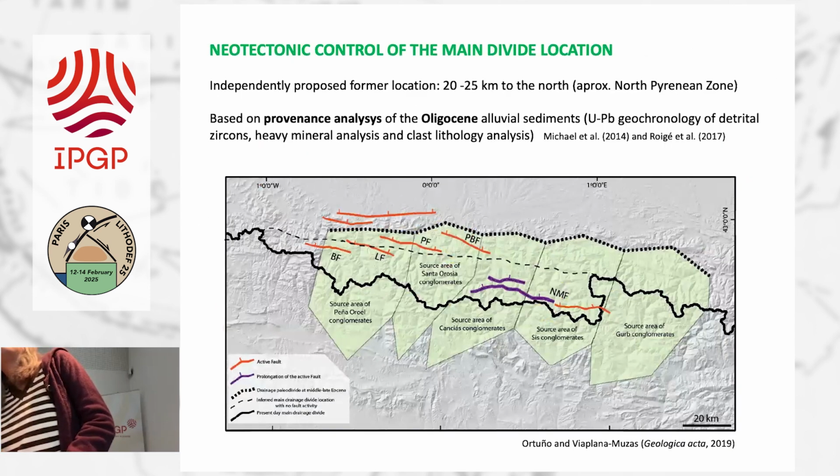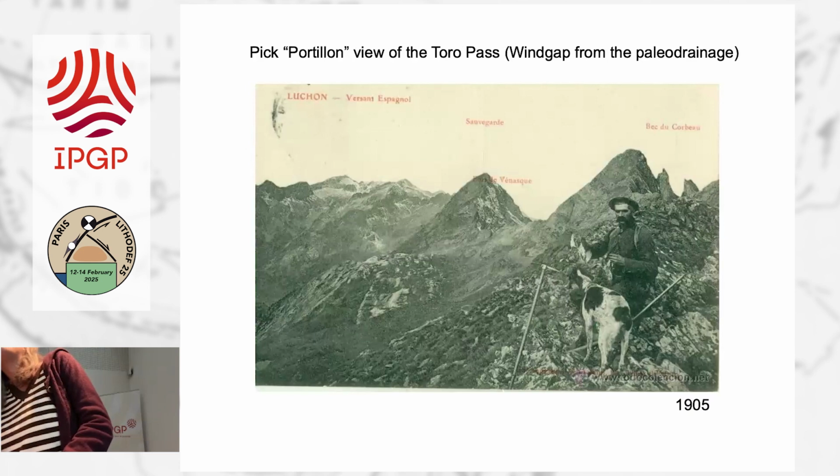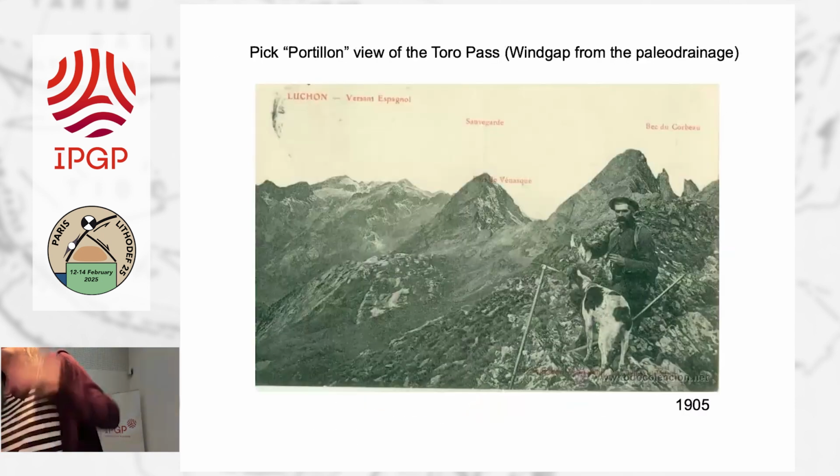Independent evidence of this location of the paleo drainage divide is derived in these studies, where they found a number of pieces of evidence telling that the conglomerates that were feeding these alluvial fans, that are not evident now, during the Oligocene were sourced around the area of the North Pyrenean zone. So more or less this will be the scheme, and this will be the main divide right now. It's funny because I found that postcard, and you can see here a wind gap of these paleo valleys that are now cutting the main divide.